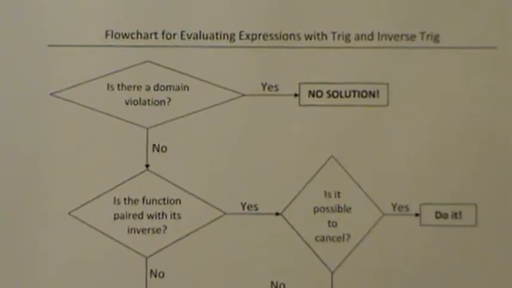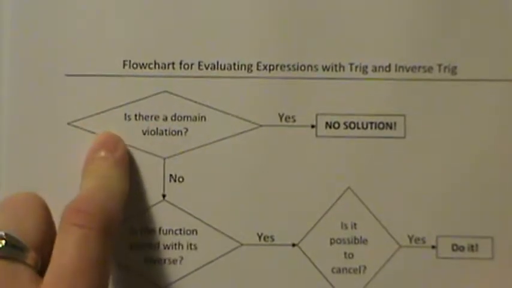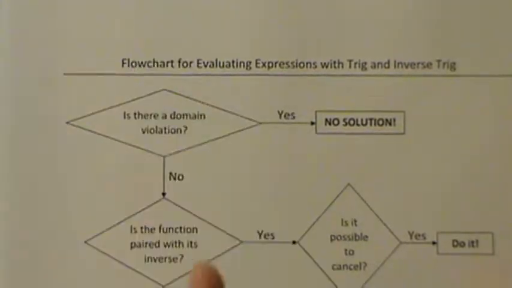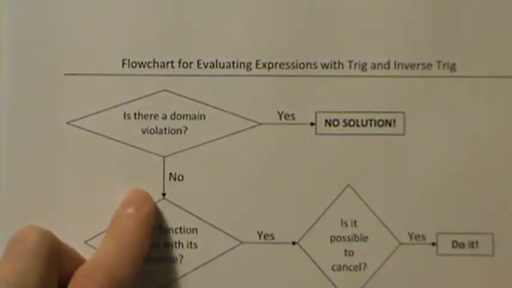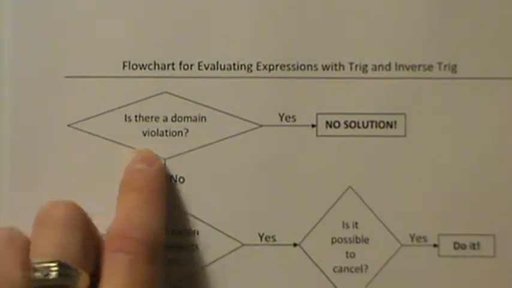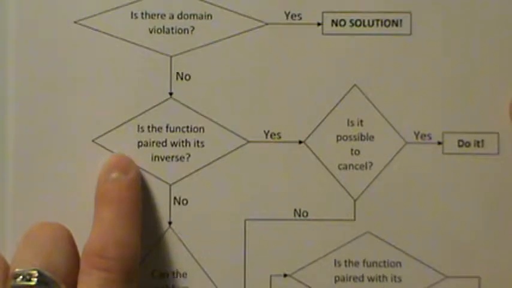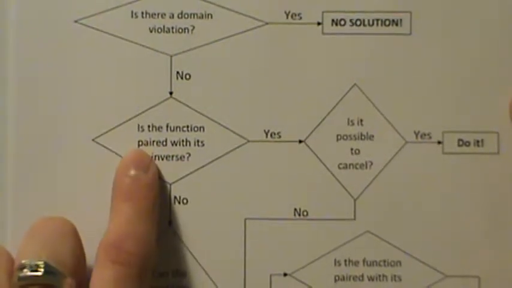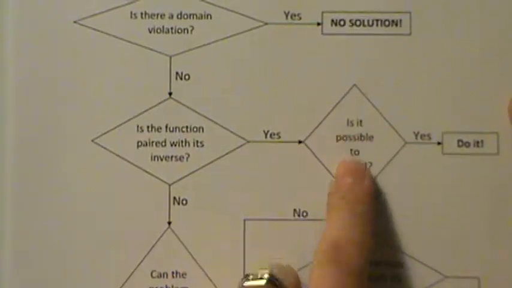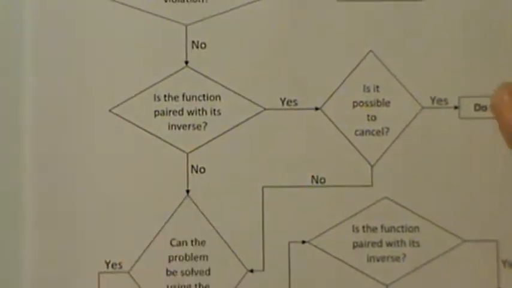If you're not sure how to read a flowchart, it's actually very easy. Just start at the starting point, ask ourselves the question, answer the question, and then follow the flowchart based on our answers. So when we look at a problem, we ask ourselves, is there a domain violation? If there is, there's no solution. If there's not, go down to the next step. Is the function paired with its own inverse? If yes, follow the yes branch and check this stuff here. If not, follow the no branch, do all the stuff down here.